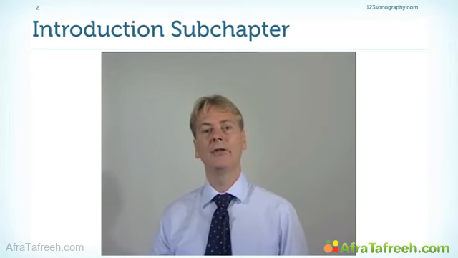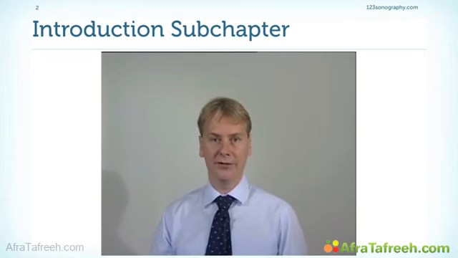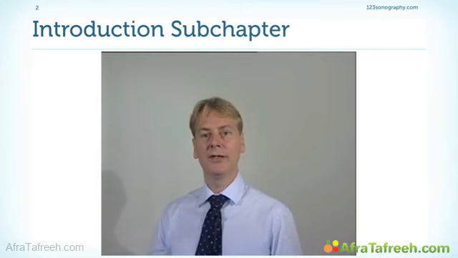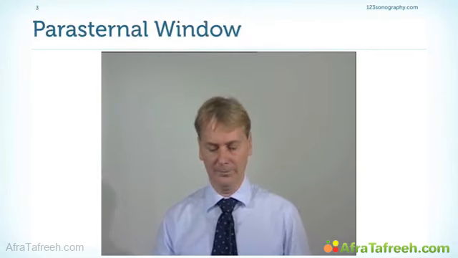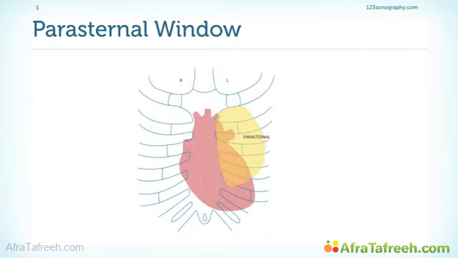When we perform an echo exam, we should go about in a standard fashion. We should always use the same sequence, and the first window we use is the parasternal window. The parasternal window is located on the left of the sternum, and we use the intercostal spaces, either the second, third, or fourth intercostal space, depending on the axis of the heart.